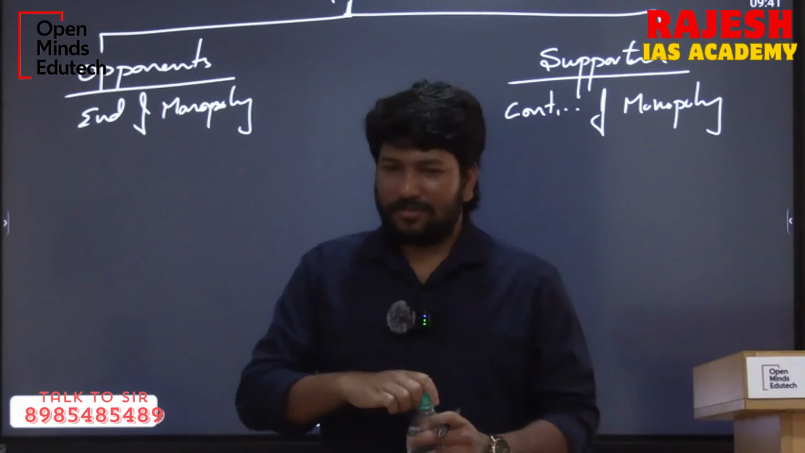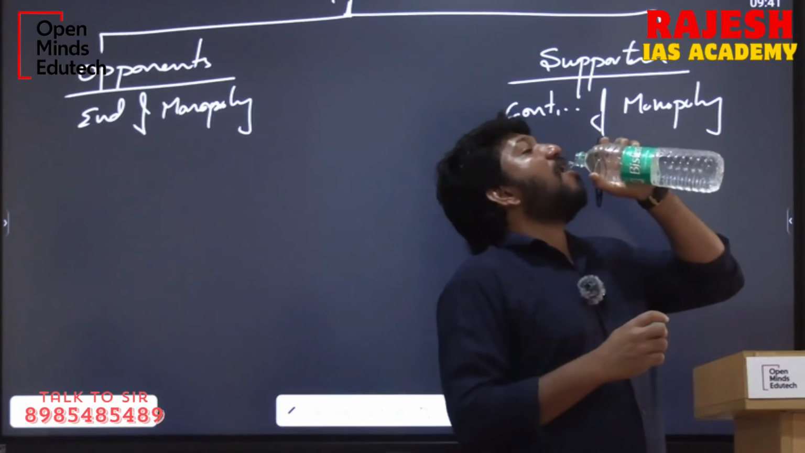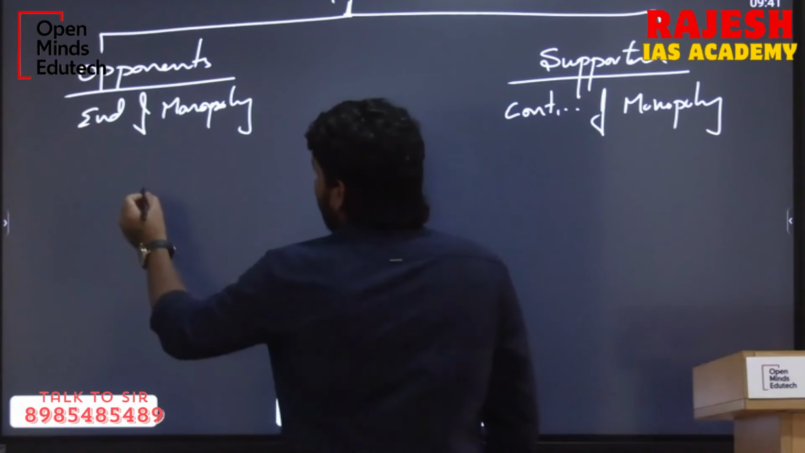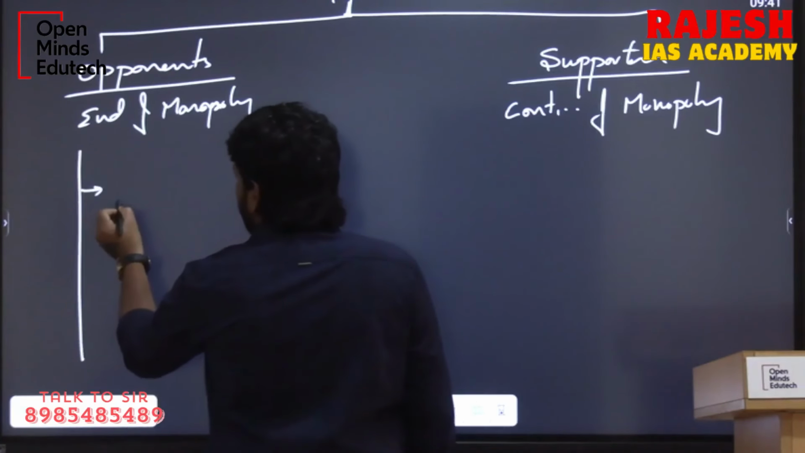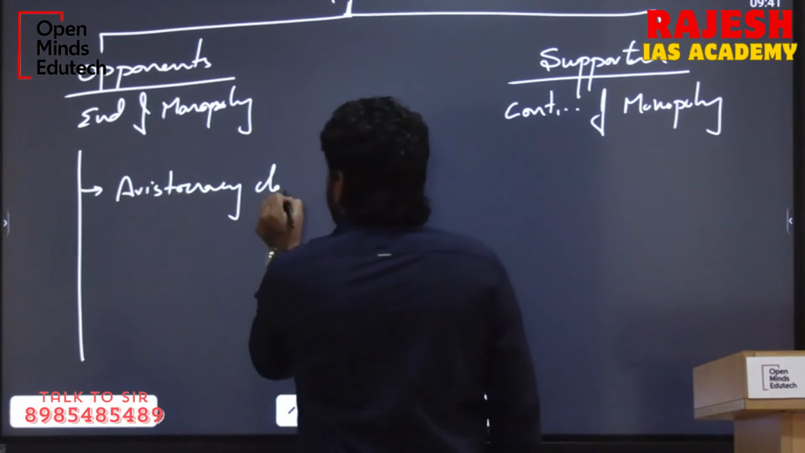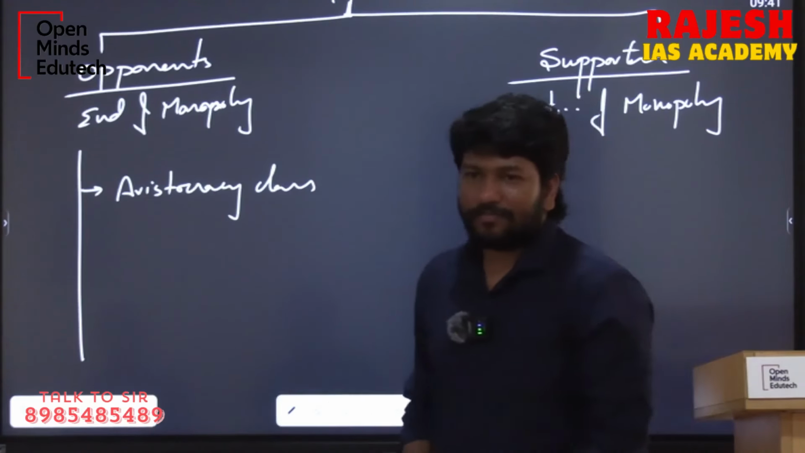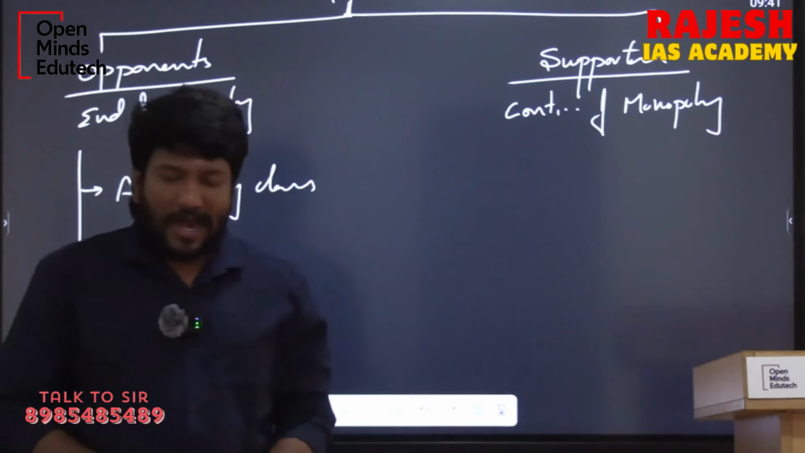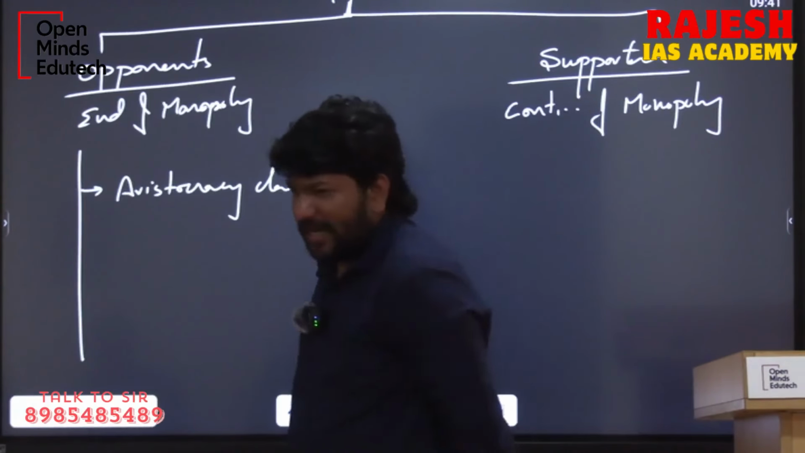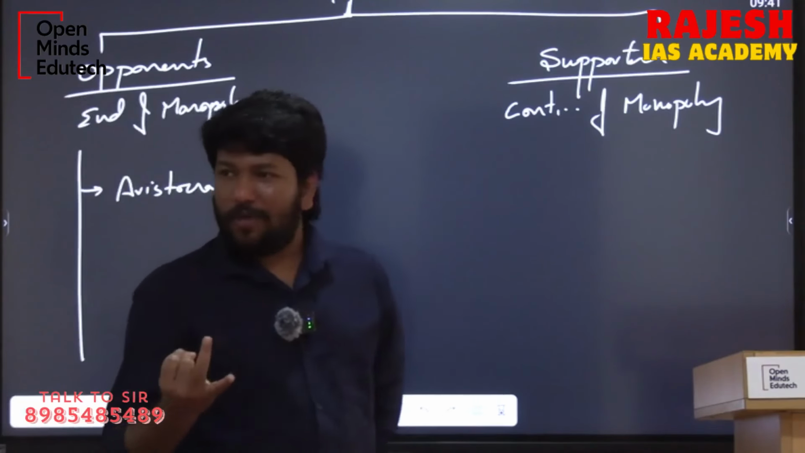Who are the main opponents? First one: the aristocracy class. See why they are opposing. Aristocracy class, landlords, feudal lords. Aristocracy means landlords and feudal lords. They are the dominant class. In ancient and medieval time, landlords and feudal lords were the dominant class.